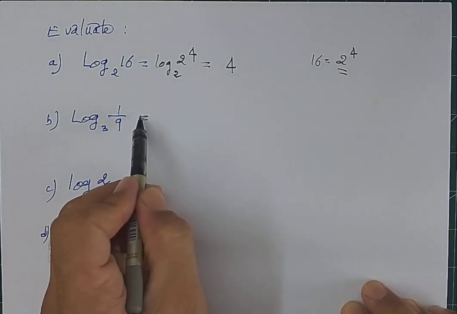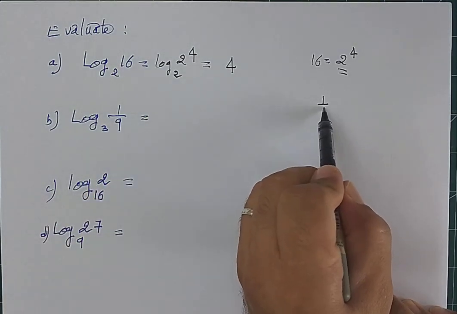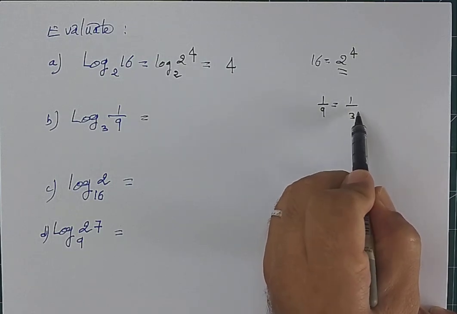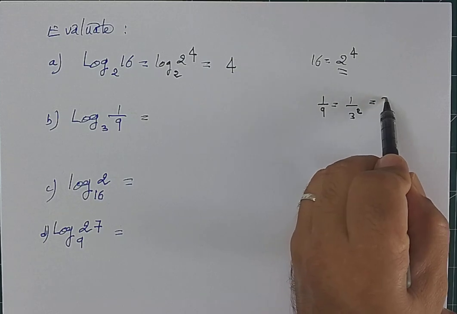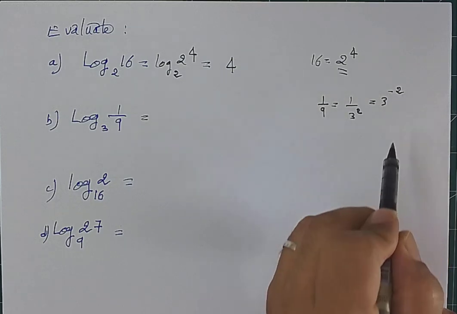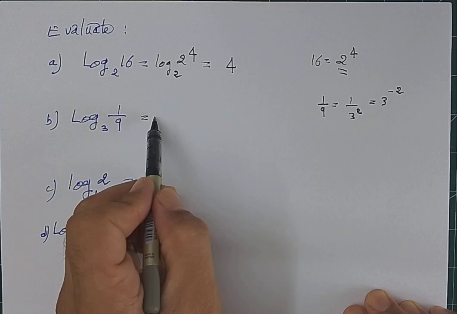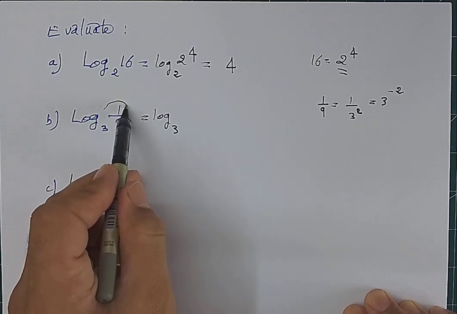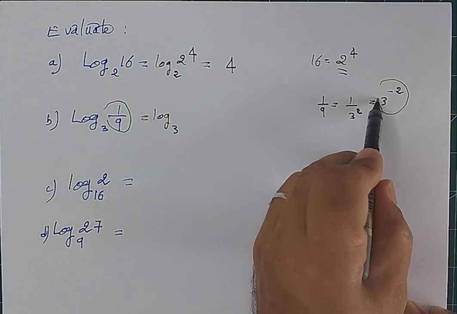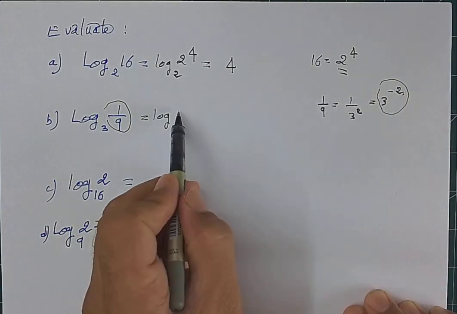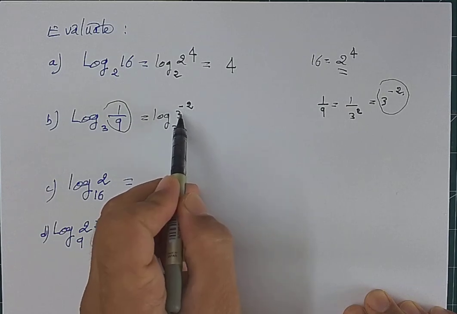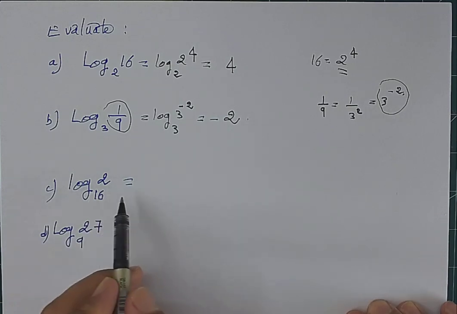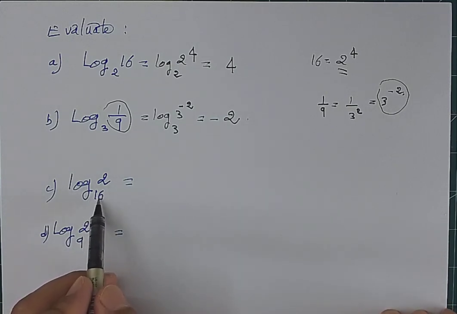Same thing here: 1 over 9 equals (1/3) squared, which equals 3 to the power minus 2. So here we have log base 3, but instead of writing this quantity, I write 3 to the power minus 2, so the exponent is minus 2. For this one, it is difficult to use.